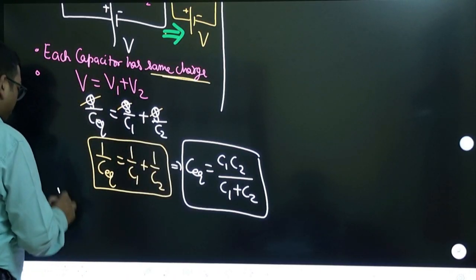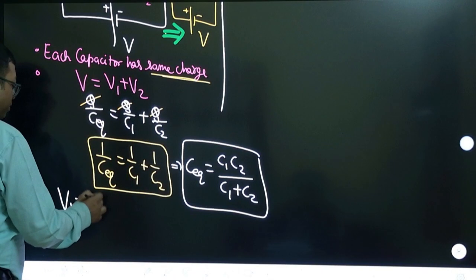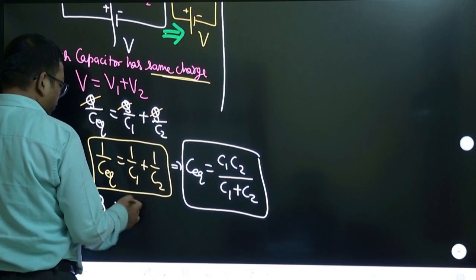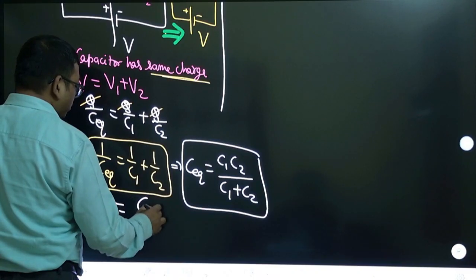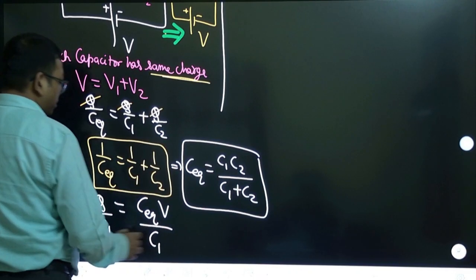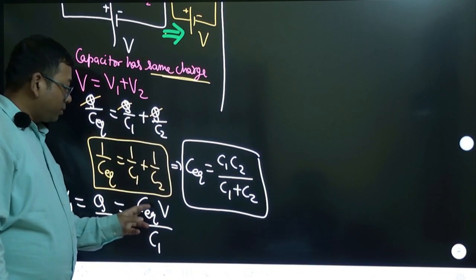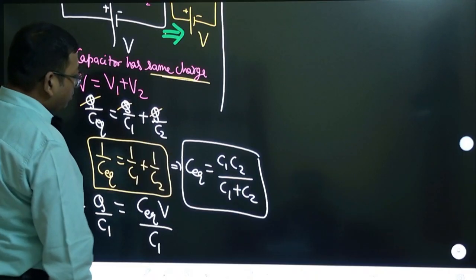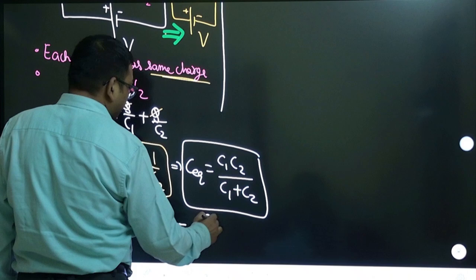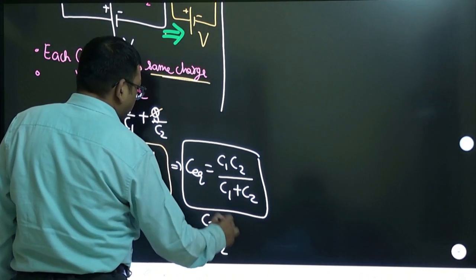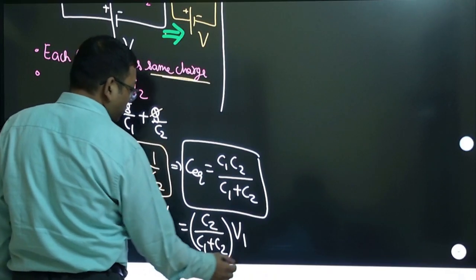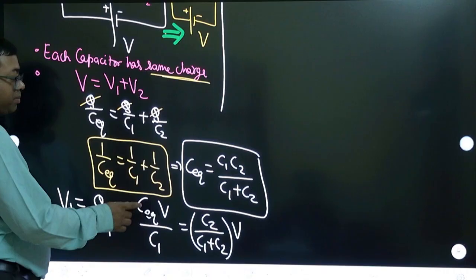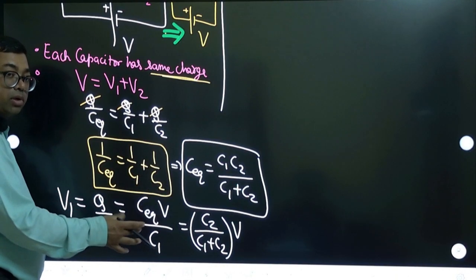Now I want to calculate V1. What is V1? V1 is Q by C1, right? And what is Q? Q can be written as C equivalent into V, divided by C1. Because Q by C equivalent is V, so Q is C equivalent into V. Now C equivalent by C1 will become C2 by C1 plus C2 times the total voltage. This formula you have to remember definitely. Without this you cannot solve. So V1 will be the second capacitor by the sum of capacitors into the total voltage.